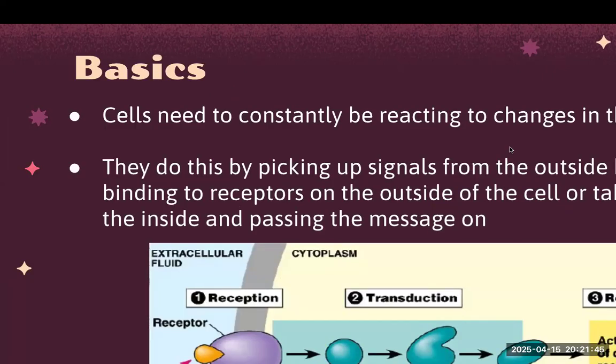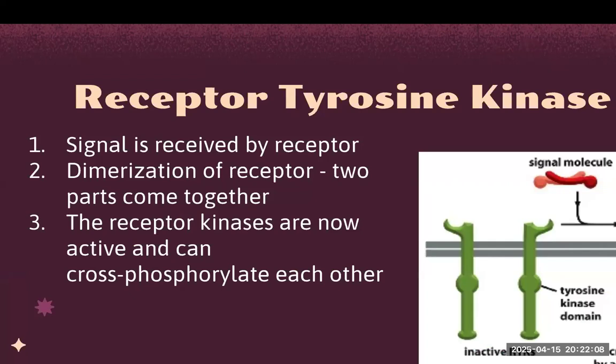All right. Basics. Cells are constantly reacting to changes in their environment. So, a receptor picks up signals from the outside by either binding to the receptors or taking them up on the inside, passing the message on. We're going to talk about that. The pathway we're doing talks about both, right? Signal comes in and then signal is transmitted inside. We're going to talk about all of that.